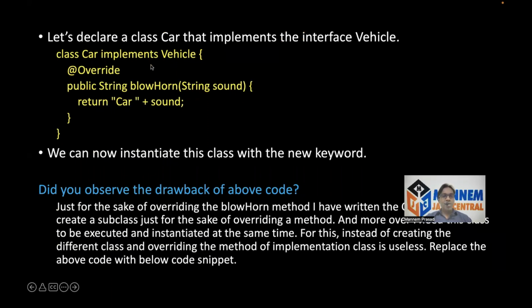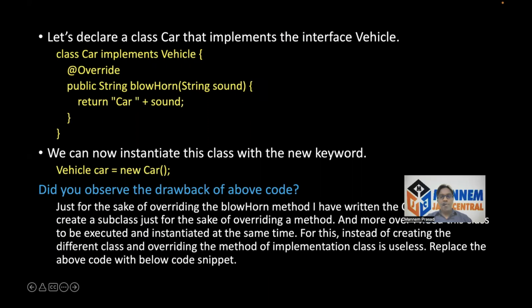So in order to use this functionality of Car, I have to create an object for Car. So let's see how to create an object for a Car. Vehicle car = new Car. So did you observe the drawback of above code?